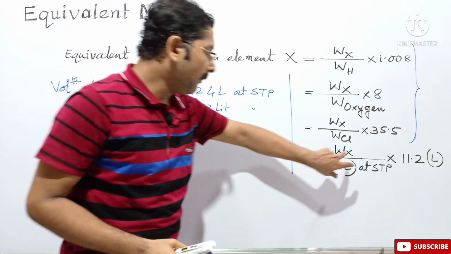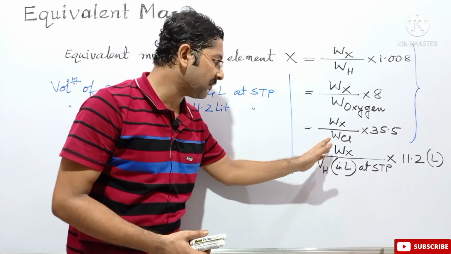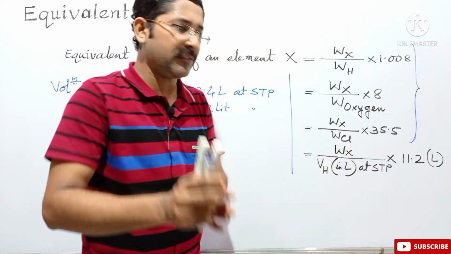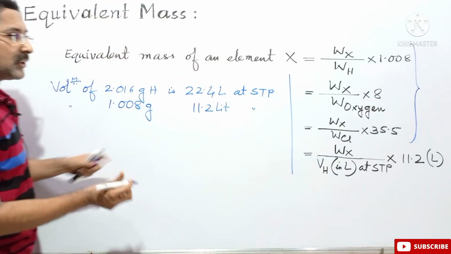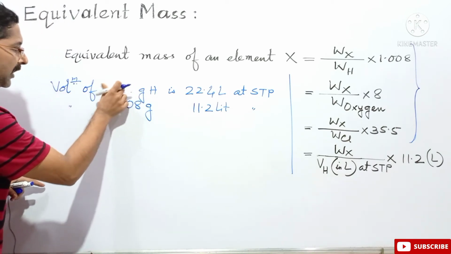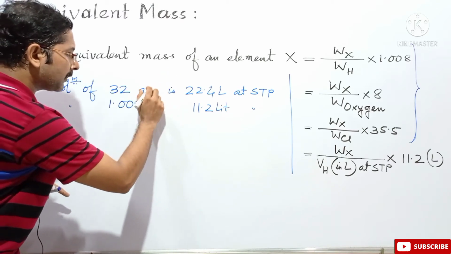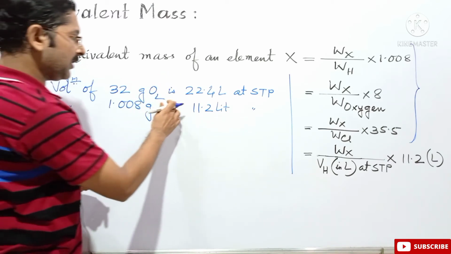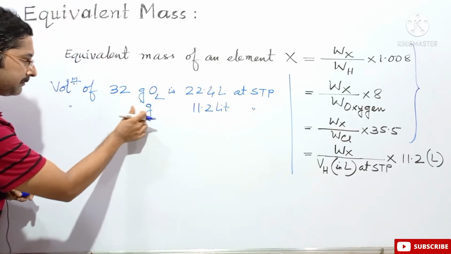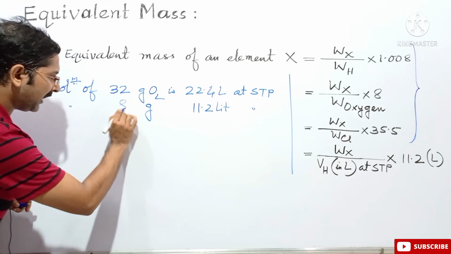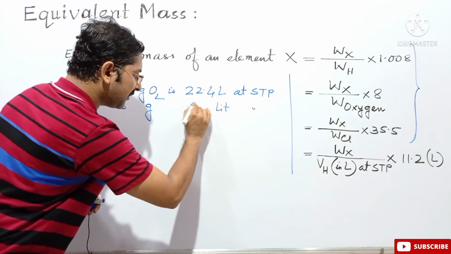So if the mass of the element is given, and the volume of hydrogen with which this mass of the element combines or displaces, we can apply this formula to calculate the equivalent mass of the element. In case of oxygen, we can write: volume of 32 gram of oxygen, 32 gram of oxygen is 22.4 liter at STP. So here 8 gram of oxygen is taken. So 8 gram of oxygen combines with, of course, 5.6 liter, isn't it?